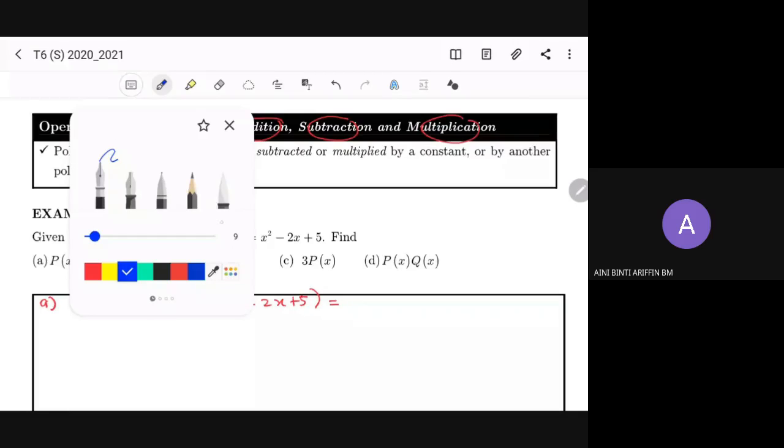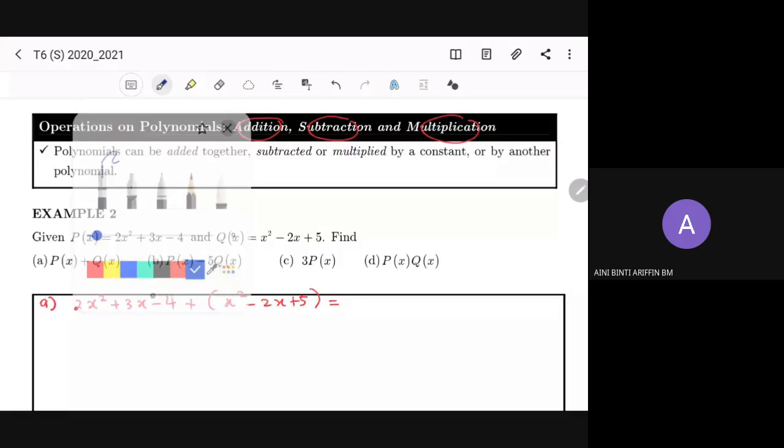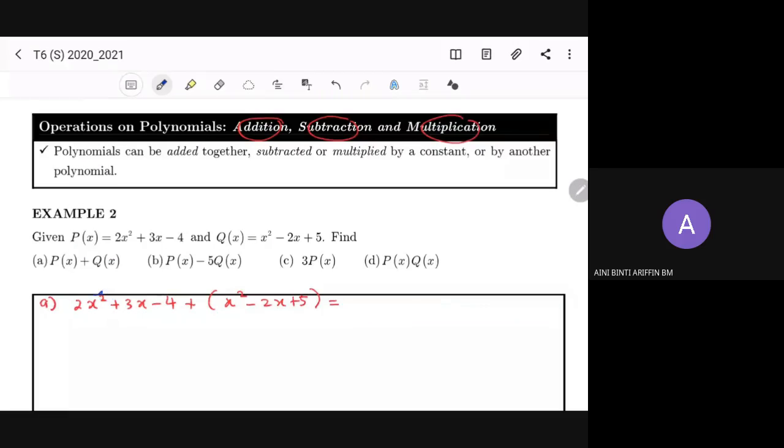So, for example, yang ni kita ada x squared, and this is also x squared. So, we will get 3x squared. Next, positive 3x minus 2x is positive x. And the constant term, negative 4 and positive 5, the answer is 1. Okay, we collect the coefficient of the same power.